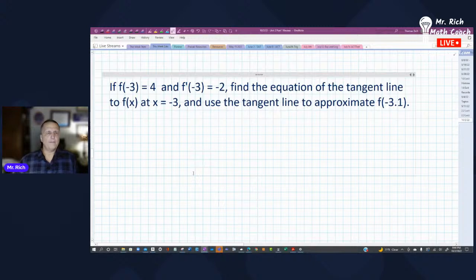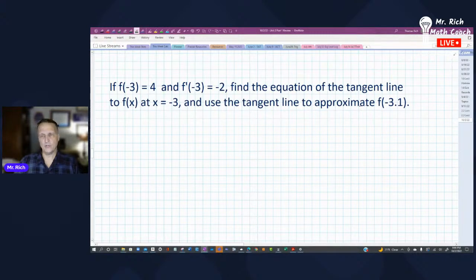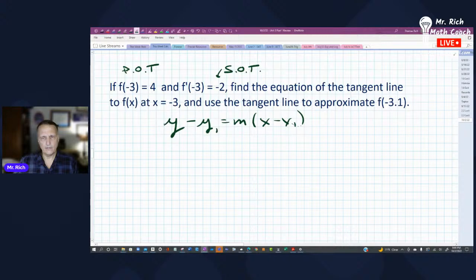Next, if f of -3 is 4 and f prime of -3 is -2, find the equation of the tangent line to f of x at x equals -3 and use the tangent line to approximate f of -3.1. So I'm going to use this as my point of tangency, which I'll abbreviate POT. And this -2 is the slope of the tangent line. I'm going to come up with a tangent line, again, using point slope. That's my template that I use for building any tangent line or normal line equation.